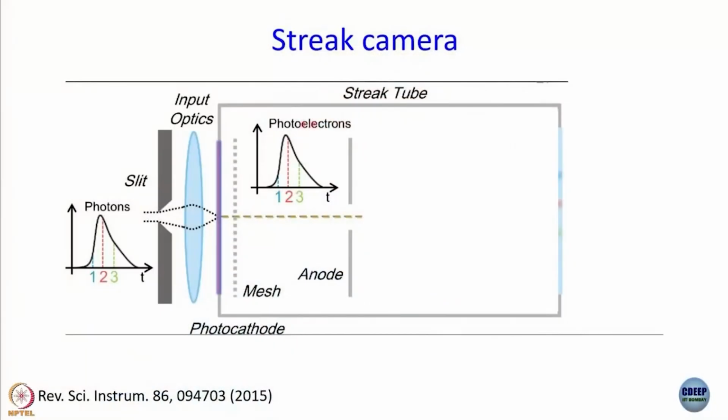Right. Now, what happens is, okay, this is the photocathode, this is anode, and this entire thing is inside something called a streak tube. And until now, we have not told you what the meaning of streak is, where does streak come from all of a sudden, we will see shortly. Okay.